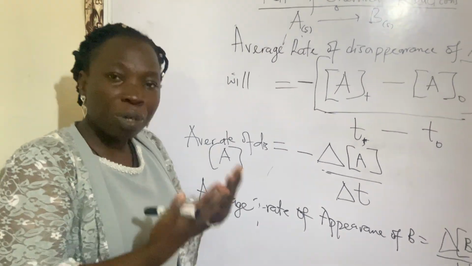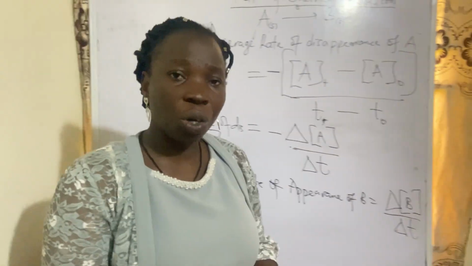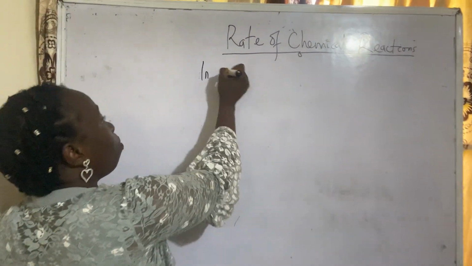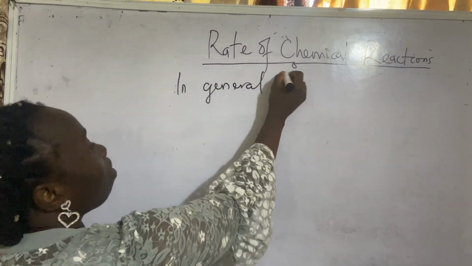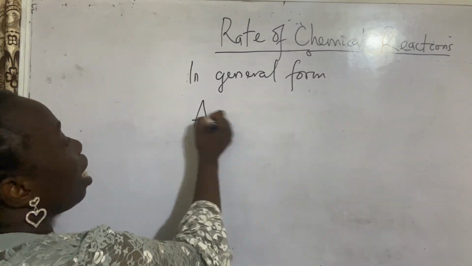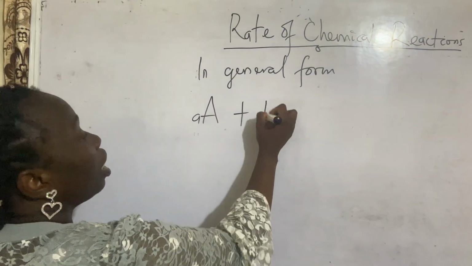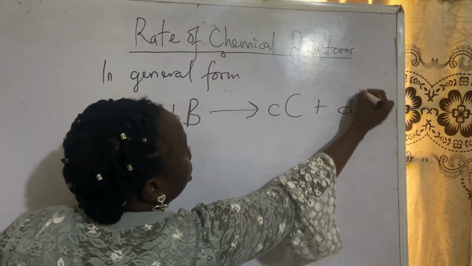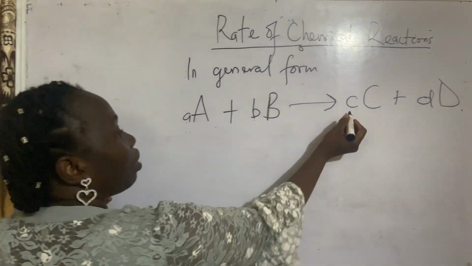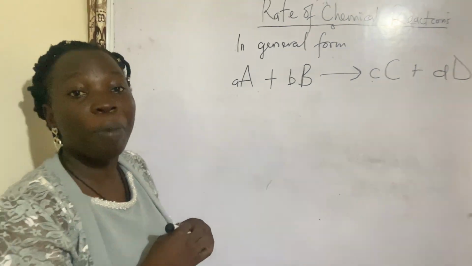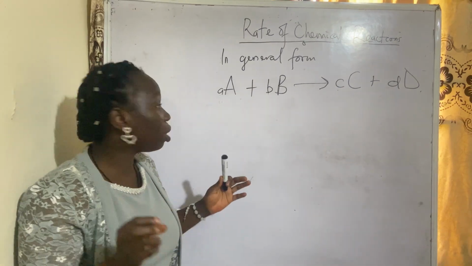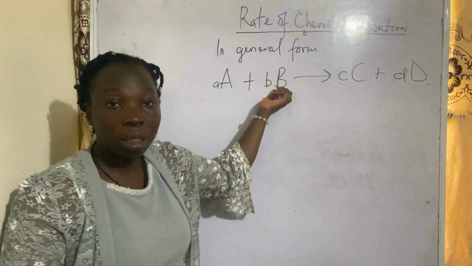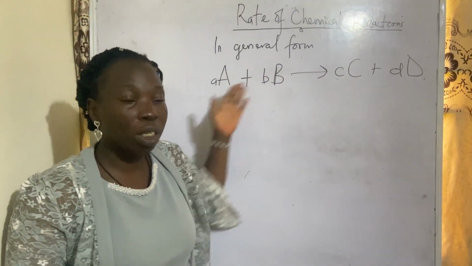Now how do you express this rate of chemical reaction in our general equation? In a general form of equation, when we say general form of equation, we mean when aA plus bB reacts with cC plus dD. Now this a, b, c, d represent the number of moles. That is the stoichiometric number: a is the stoichiometric number for A, b is the stoichiometric number for B, and c like that for all the equation.